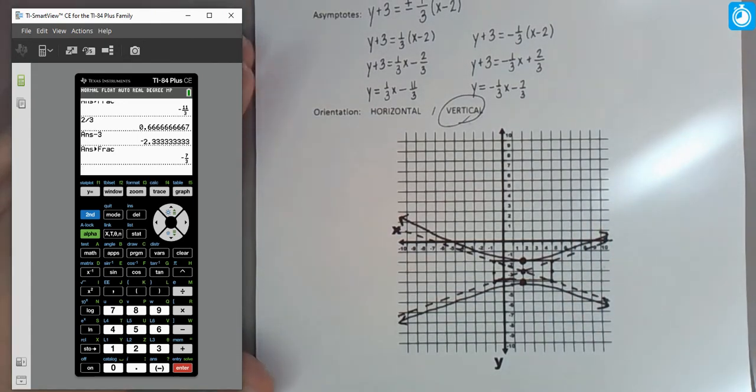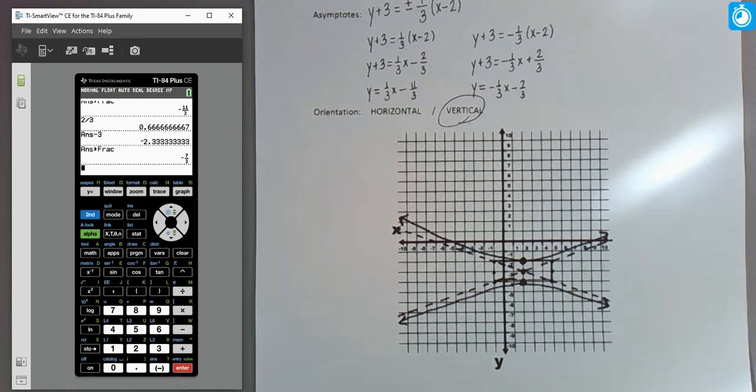And that is going to be our hyperbola. So not majorly different. Ultimately, the hardest part here is just finding those components, finding the vertices, finding the foci. Past that, drawing the box is really fairly straightforward.